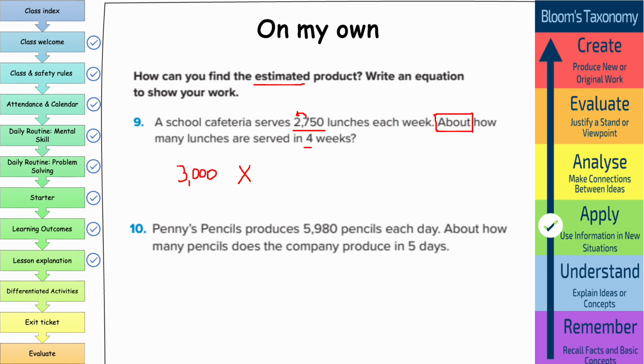So 3,000 times 4. Now remember, in the previous lesson we said that we need to multiply the first number, 4 times 3. So 4 times 3 is 12. And then how many zeros are left in the equation? 3 zeros. So 1, 2, 3. Comma comes after 3 numbers. Grade 4, you will do the next questions on your own. Remember, there is the word about, and remember then you need to estimate this number to find the product.